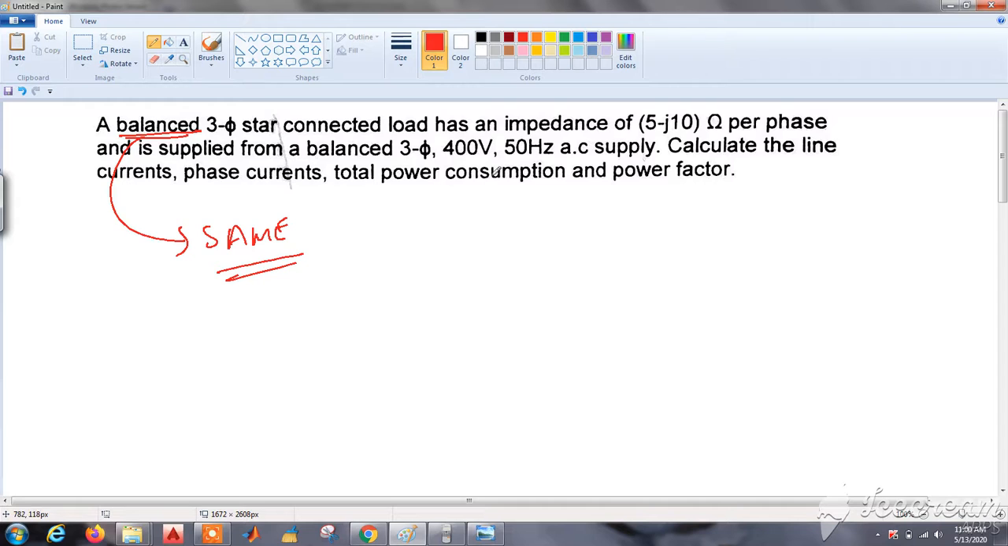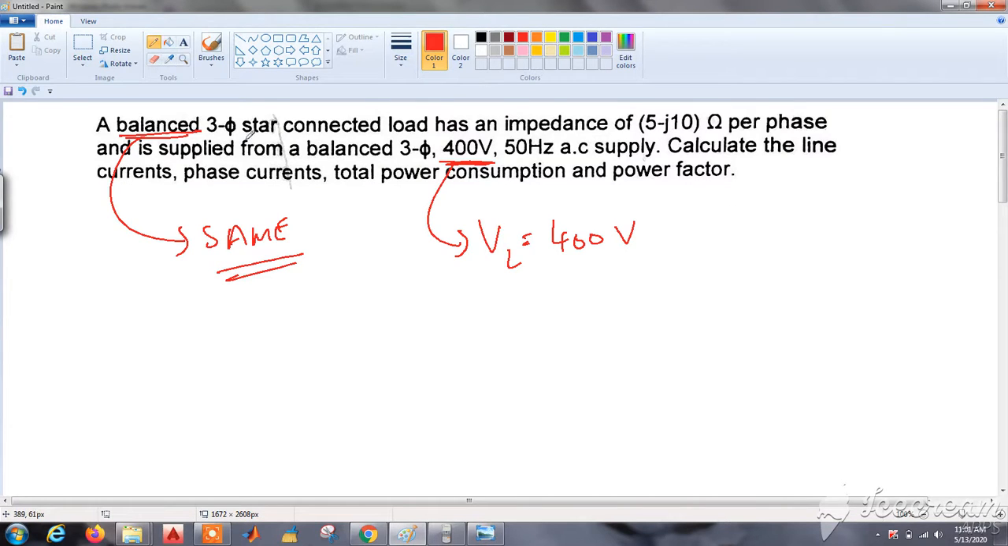So if in a question like this nothing is given, for example it is not saying whether the line voltage or the phase voltage is 400 volts, or phase to phase, then blindly assume it as line voltage only. So the line voltage is given as 400 volts. Calculate the line current, phase current, total power consumption and the power factor.